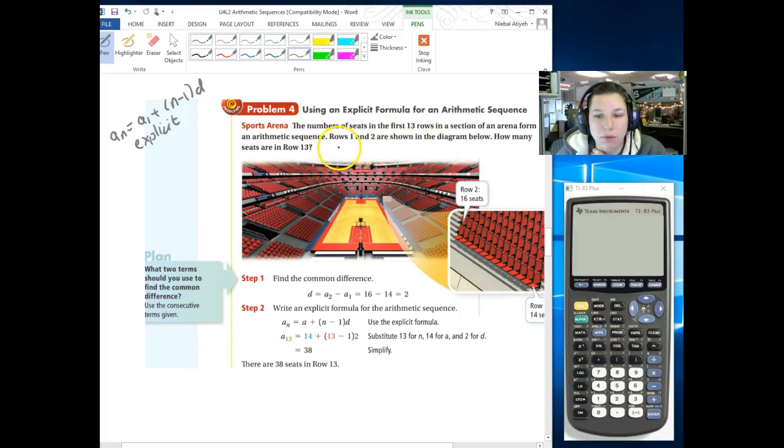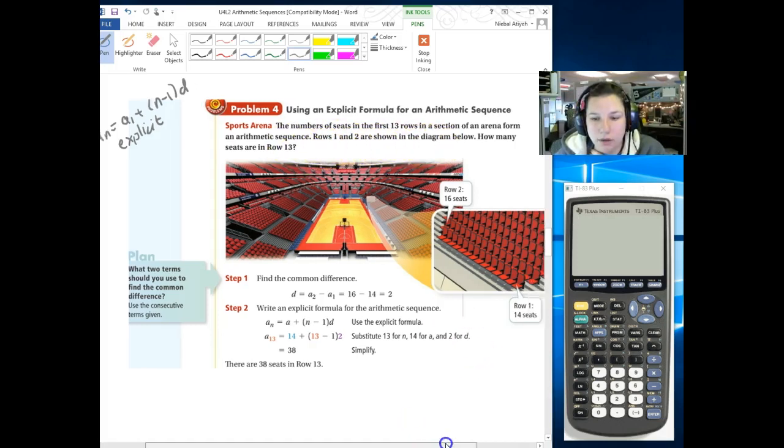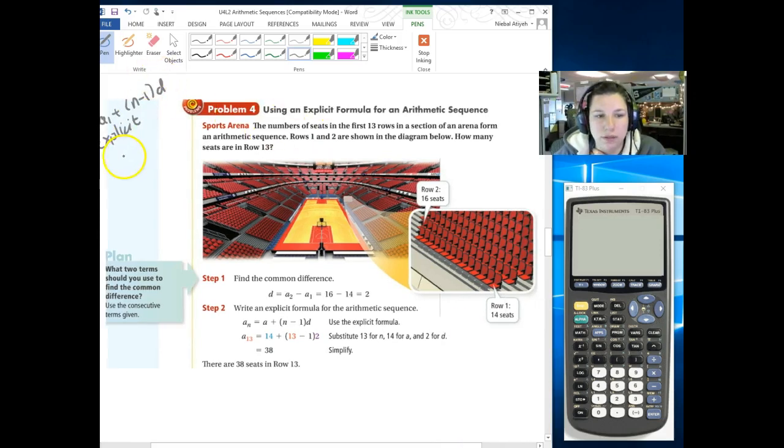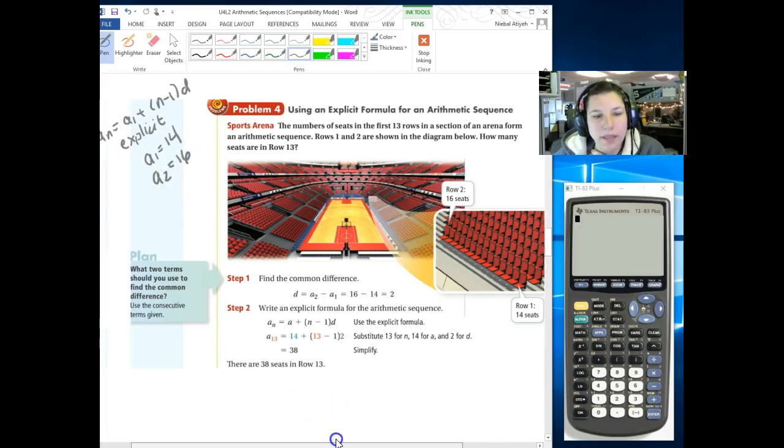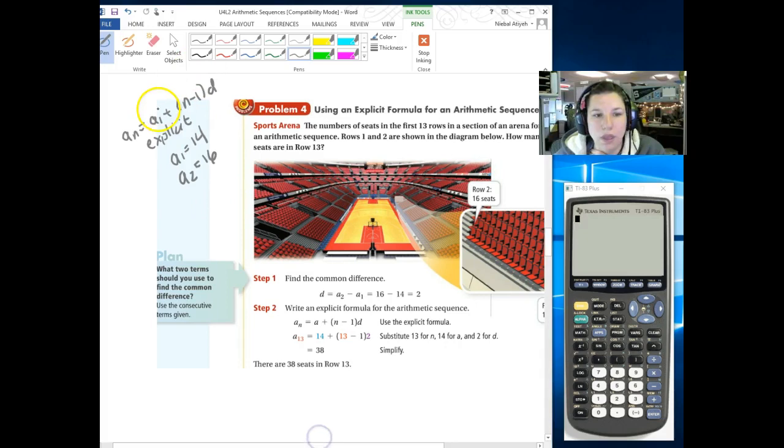How many seats are in row 13? So row 1, C says there's 14 seats. So A1 is 14 and A2 is 16. Okay, the reason they had to give you the first 2 rows, if you're looking at your formula, we know what A1 is. It's going to be 14. And we're going to substitute. That's going to be the row that you're looking for.